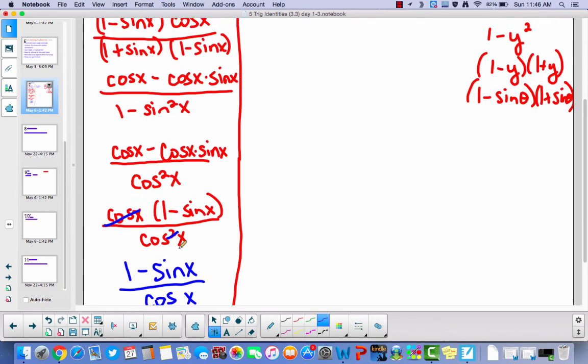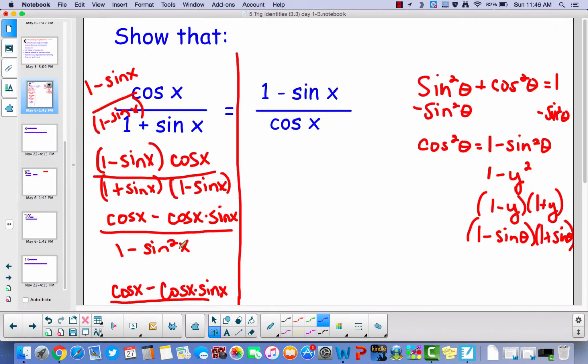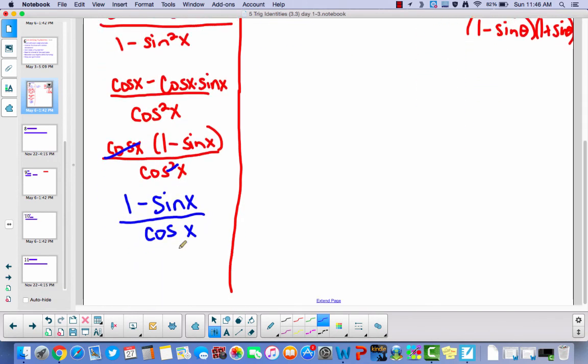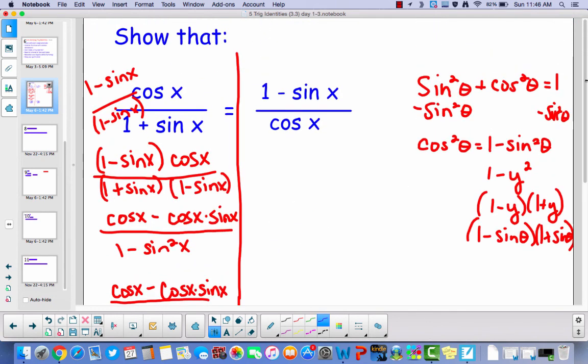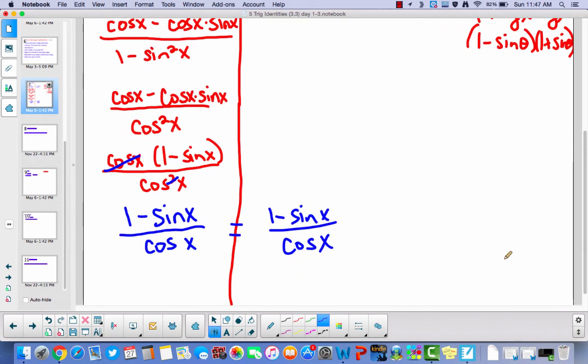But I believe if we look back, that's exactly what we had. And so we have now verified that trig identity. It's really important that you know these trig identities and that you realize what the manipulations of them can look like, and especially that you remember your algebra skills and that you remember how to factor in order to verify them. That's a really great skill to be able to have.